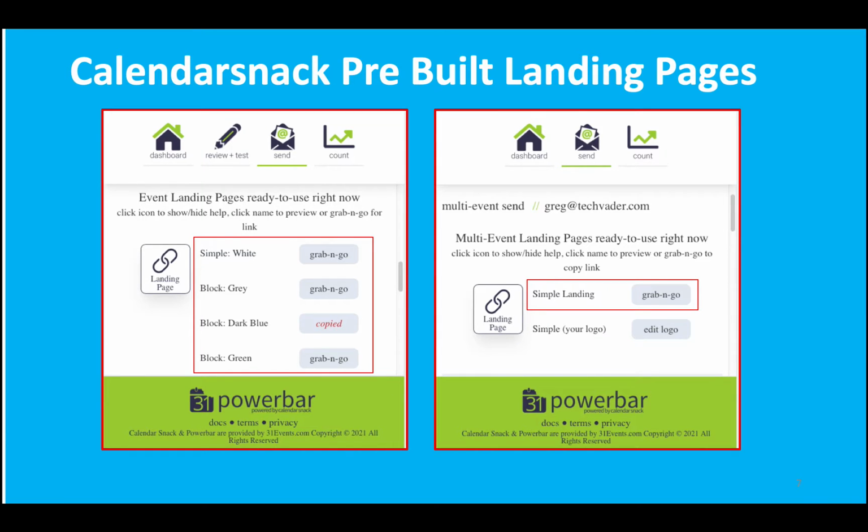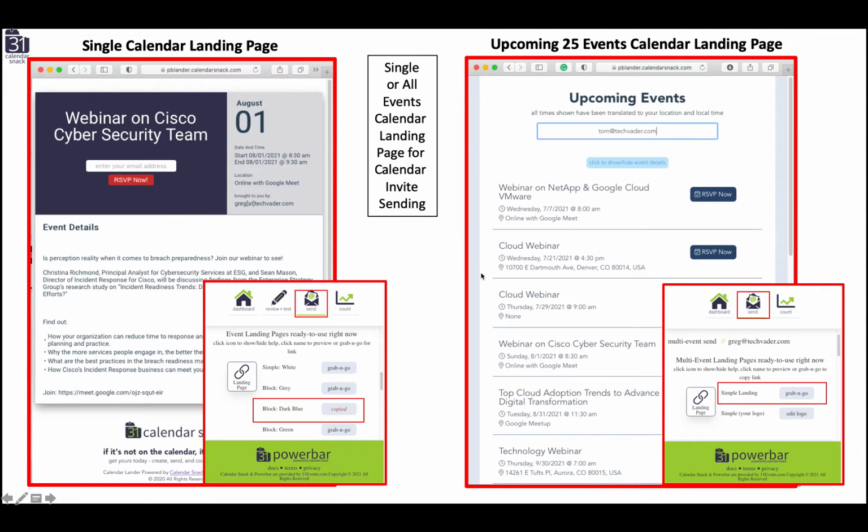So in addition to all that, at the same time you create a calendar snack, you get the opportunity to use these individual calendar landing pages. We have 4 pre-built colors: white, gray, dark blue, and green here on the left. And in addition to the single landing page modal, or the calendar landing page as we call it, you get access to the multiple event landing page. Both of these are grab and go codes. So let me show you here on the next page in the detail.